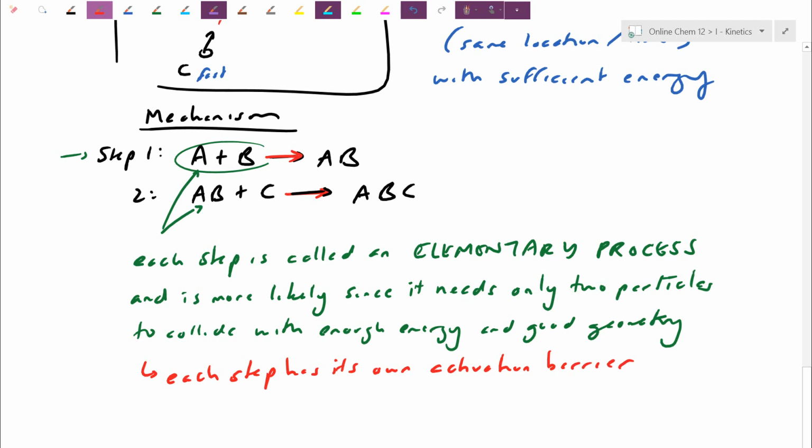We're going to see catalysts come in tomorrow's lesson. It's actually going to provide a way that has a smaller activation barrier.